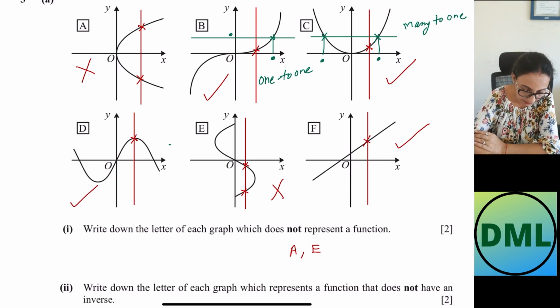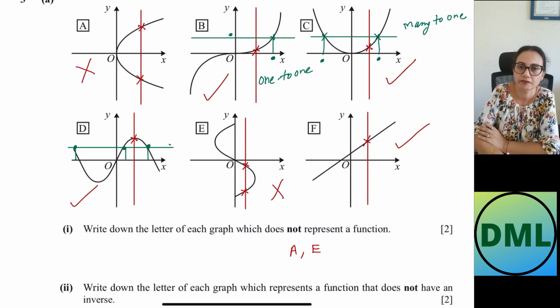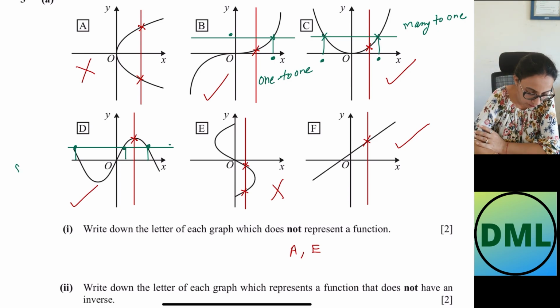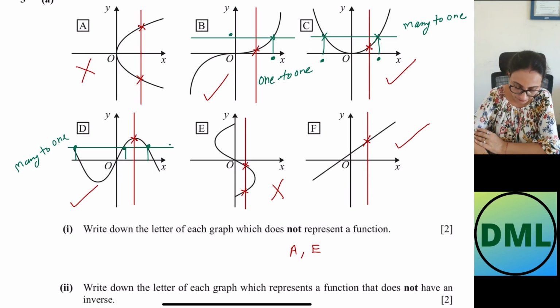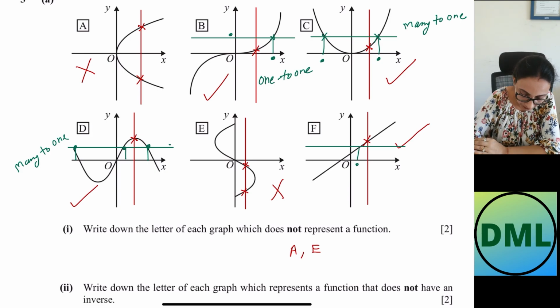Let's see our D graph. I am drawing a horizontal line here. It cuts the graph at 3 points, 1, 2 and 3. So for 3 values of x, I am getting one value of y. That means this is also a many-to-one function. E is not a function at all. Now I am taking the graph F and drawing a horizontal line here. This cuts the graph here, and if you go down, you are getting one value of x for one value of y. This is a one-to-one function.